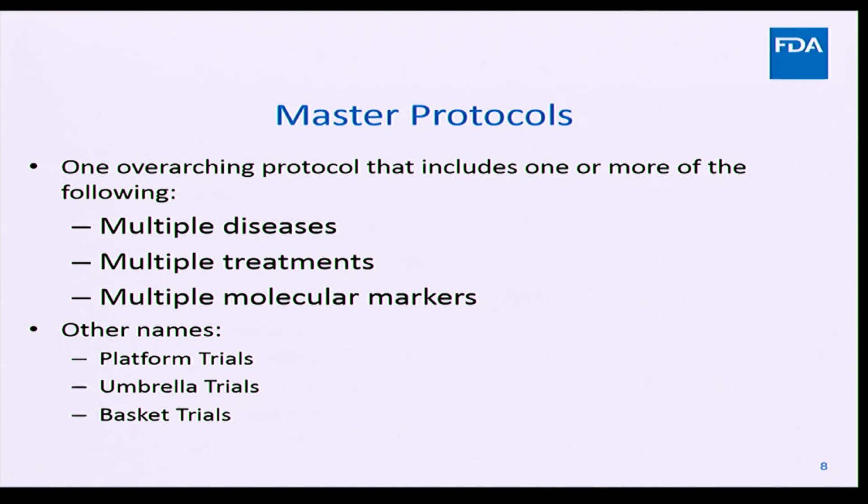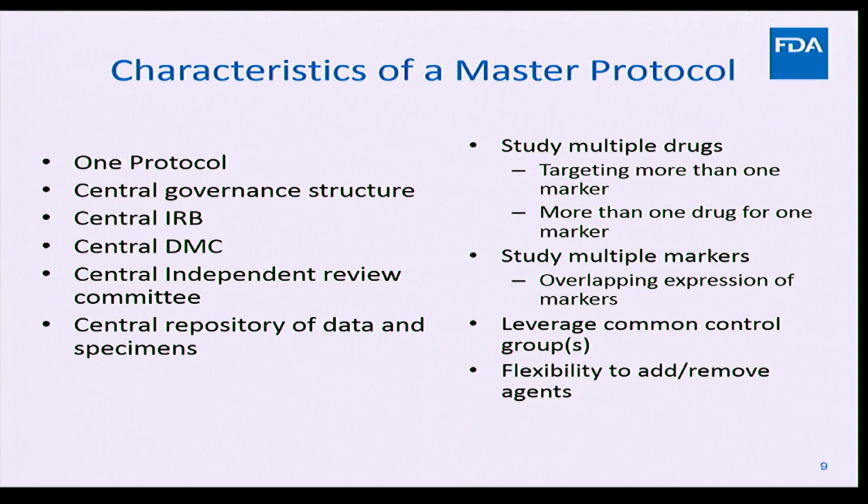all essentially master protocols. So again, the characteristics are: this is one trial, there is a central governance structure, and central IRB, central DMC, central independent review committee. These are all good to have, but not all of them may have. And you're studying multiple drugs, multiple markers, and you can leverage a common control. And there is a flexibility in these master protocols to add or remove agents, or even add an extra study into it, as in the master protocol that Mary was presenting in the Lung-MAP.